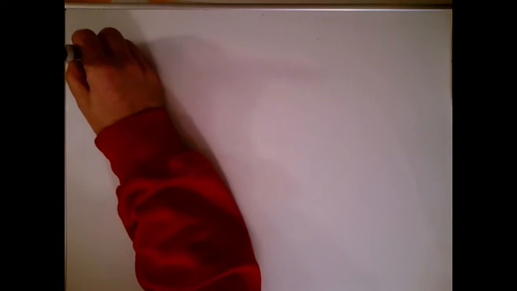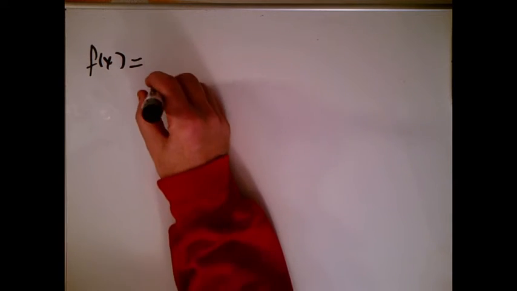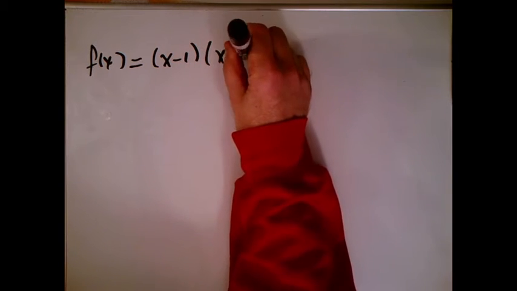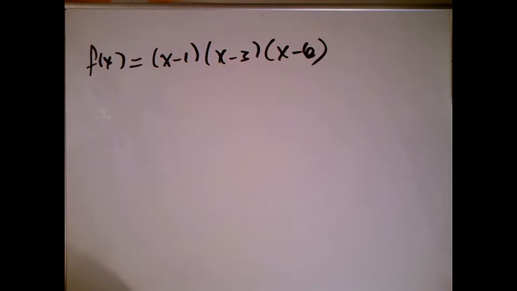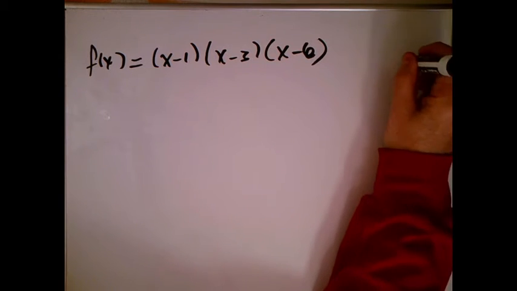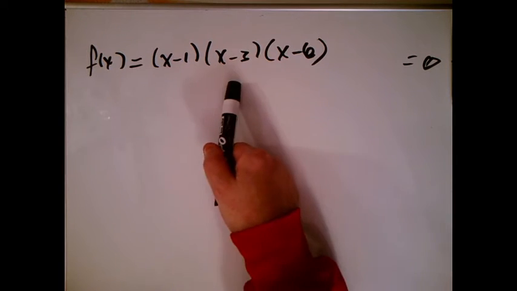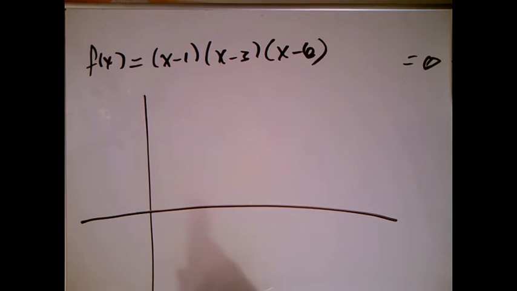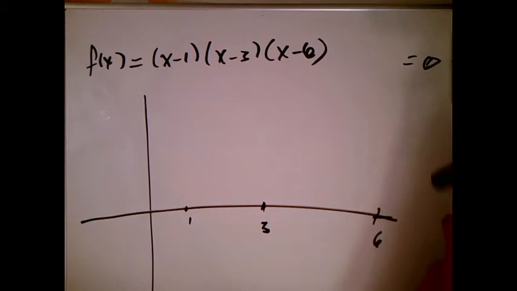The first one I have is f of x equals x minus 1, x minus 3, x minus 6. Now remember, when you factor a polynomial, what you usually did with it is you set it equal to 0. And then we knew that this polynomial was 0 when x is 1, x is 3, x is 6. So right away, these are all over here, so I'm not going to draw much to the left. I know at 1, it goes through there. I know at 3, it goes through there. I know at 6, it goes through there.